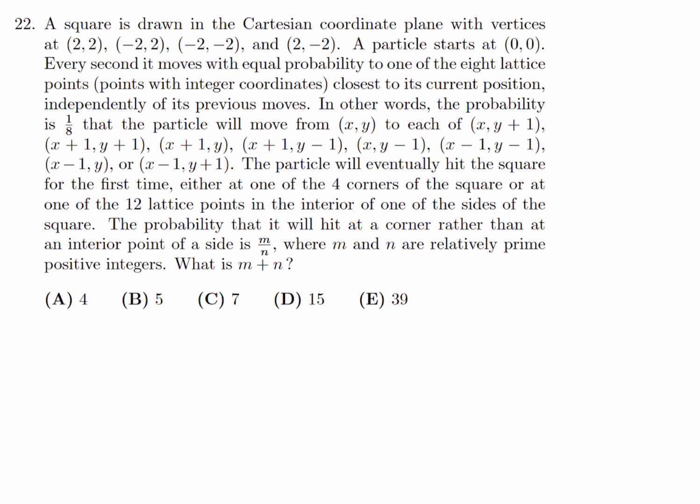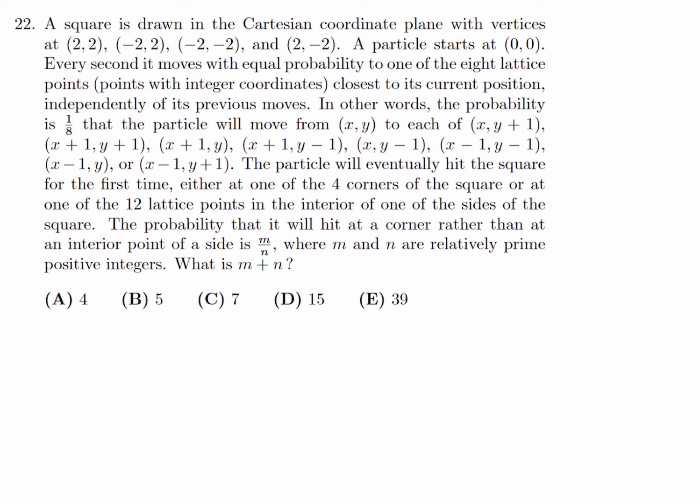A square is drawn in the Cartesian coordinate plane with vertices as follows. A particle starts at the origin. Every second it moves with equal probability to one of the 8 lattice points closest to its current position, independently of its previous moves. In other words, the probability is 1/8 that the particle will move from (x, y) to each of the 8 lattice points.